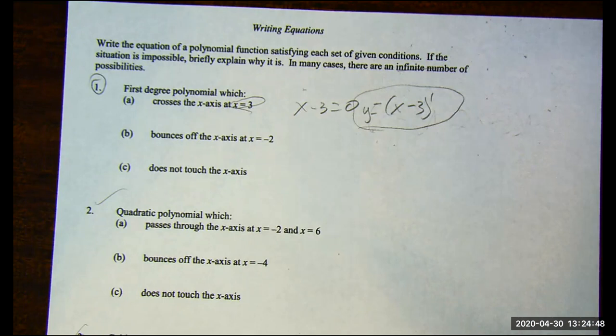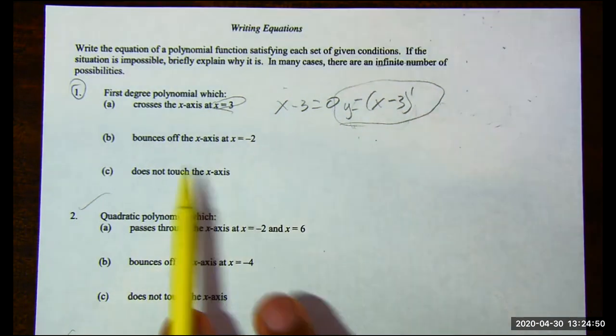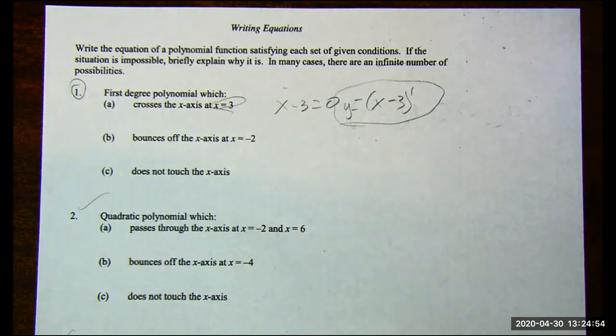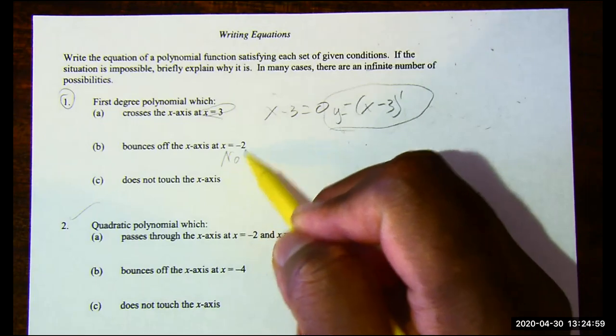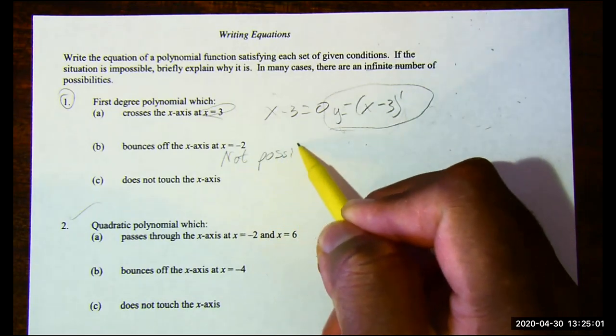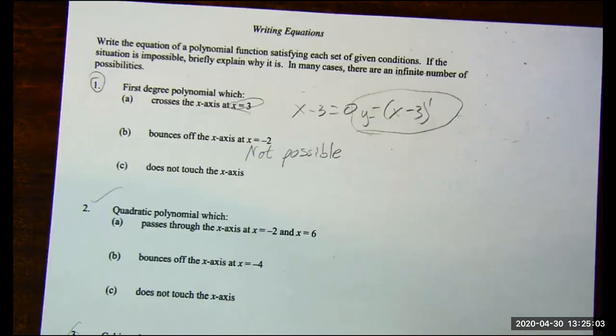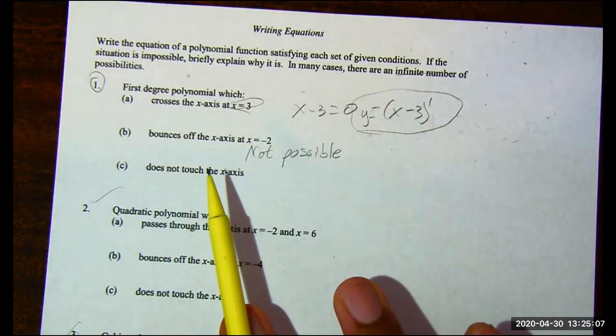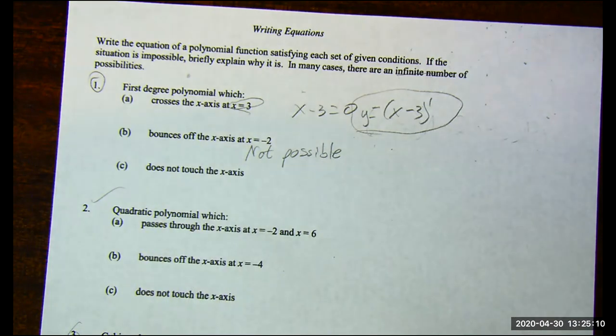Let's look at 1b. First degree polynomial bounces off the x-axis. Is that possible? No, not possible. Because if it bounces, that means it's of multiplicity 2. But you can't have multiplicity 2 with just 1 degree. It's impossible.